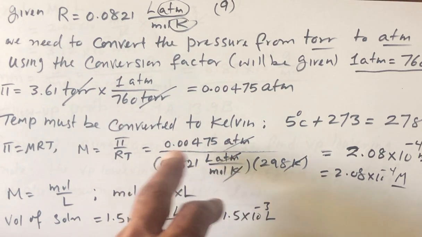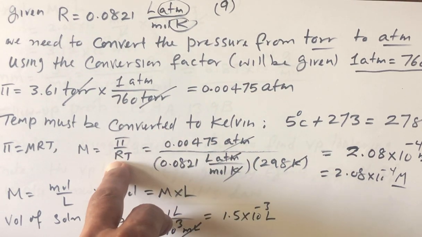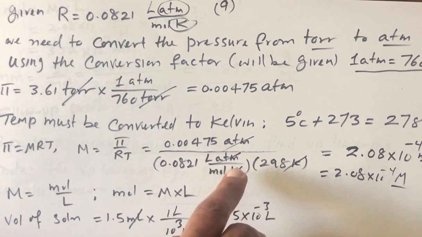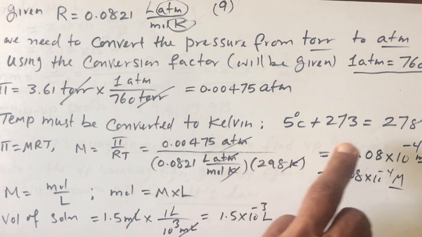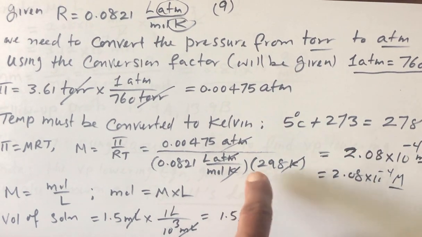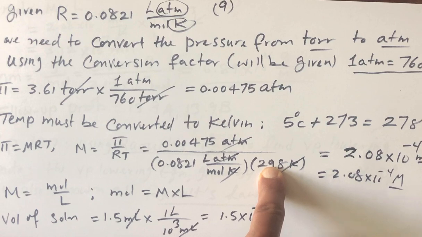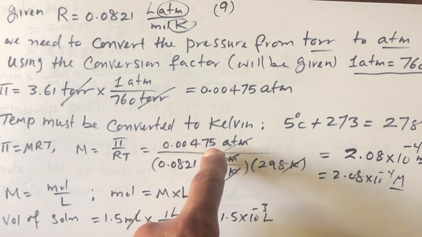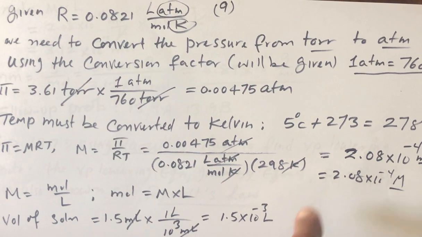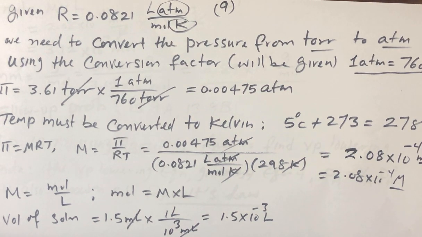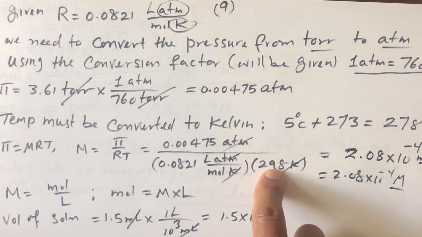So everything is given here. We plug in everything now. R is 0.0821, T is 298. Well, actually that should read 278. That should read 278, okay? Because the temperature is 278. So this should be 278, not 298. And this is 0.00475. So the answer is correct though. The answer is 2.08 times 10 negative 4. It's just you have to make a correction here. This is 278, not 298.